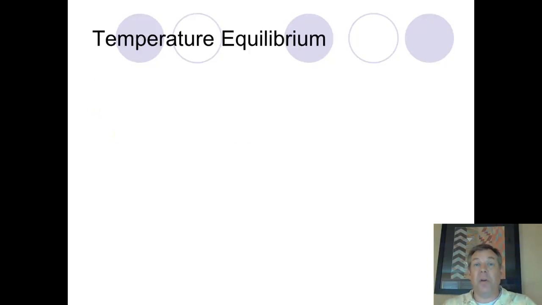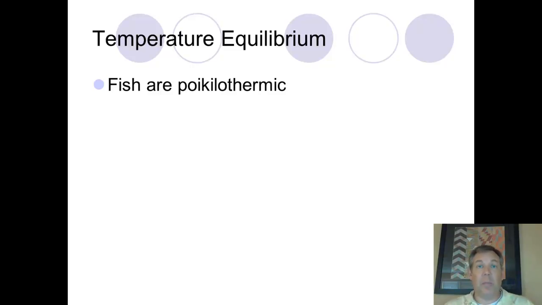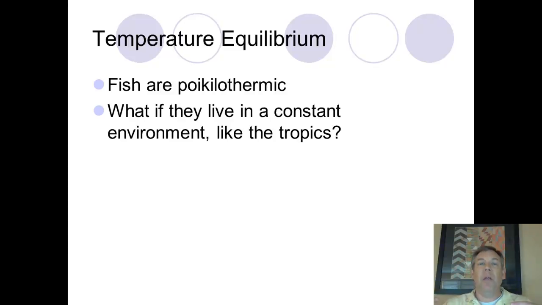And so one of the things we're going to talk about is maintenance of temperature. Now, we say that most fish are poikilothermic, which means that they don't maintain the same temperature. Their temperature can vary, all right? But what if you have somewhere where the environment is relatively constant, like the tropics, where the water temperature doesn't vary much at all? Then the fish's temperature doesn't vary much at all.